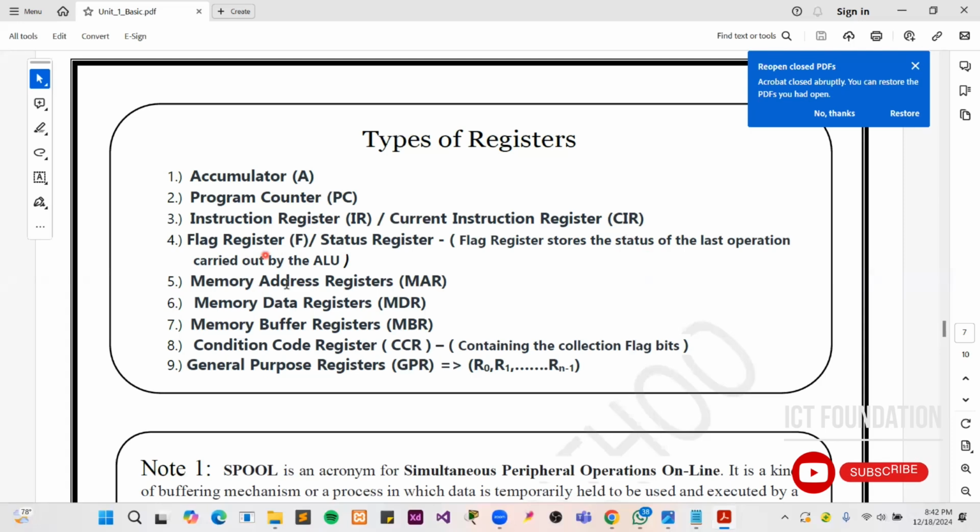Like that, we are having memory address registers, memory data registers, memory buffer registers, condition code registers, general purpose registers. There are several general purpose registers. These kinds of registers are shorthanded by MAR, MDR, MBR, CCR, and GPR. So these kinds of registers are available within the CPU.